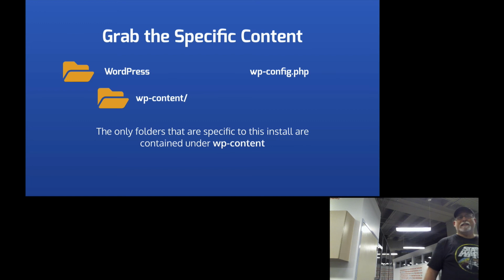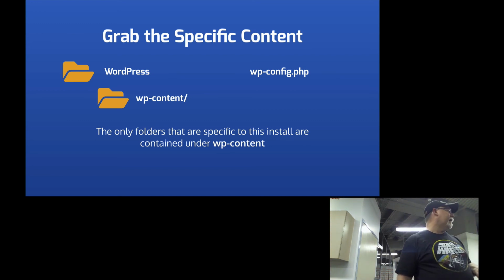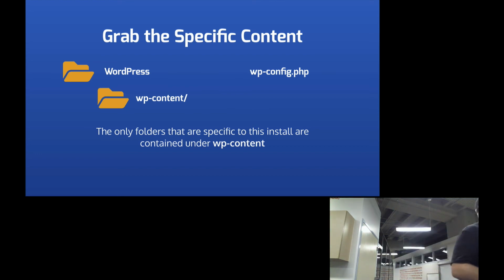You also have to grab the specific content for your WordPress website. That means everything underneath wp-content. Those are the only files that are specific to your installation. Everything else is WordPress, and you can get that anywhere. Typically, your hosting company will actually install WordPress, and all you really have to do is replace everything in wp-content.